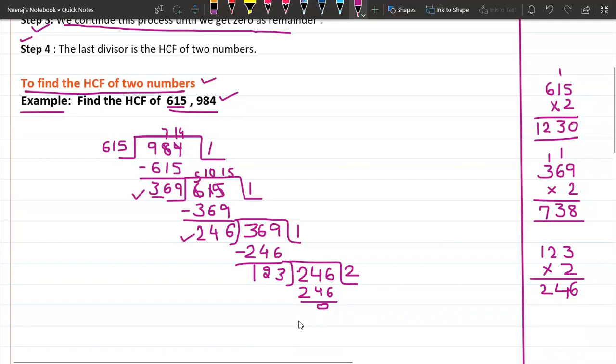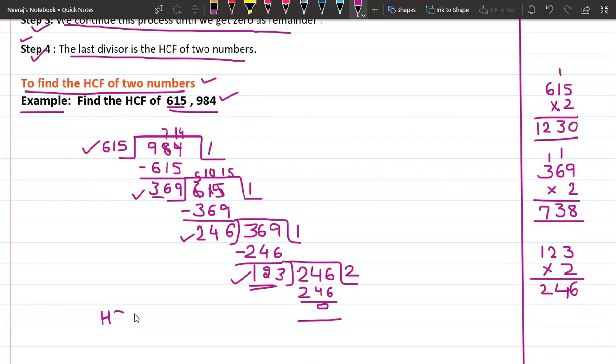Now once you get the remainder 0, step 4 is saying that the last divisor is the HCF of the two numbers. Children, this was the divisor, this is also a divisor, this is the last divisor. So this is your HCF. Your HCF is 123 because the last divisor is your answer of the long division. So it means that HCF is 123.